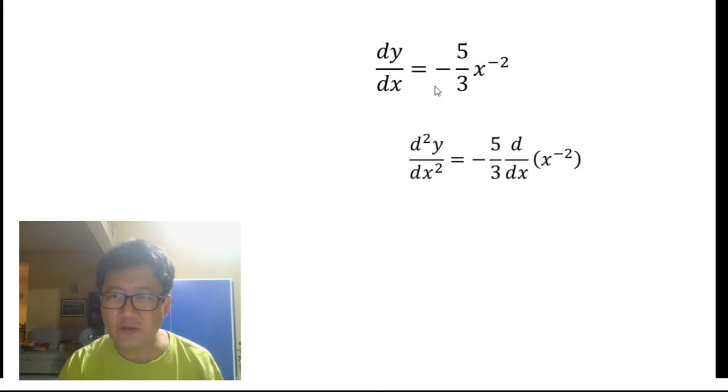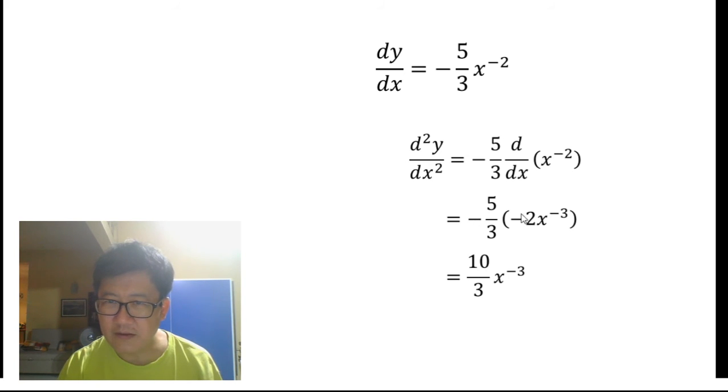So we start off with this, and when we get our d squared y dx squared, we have minus 5 over 3, and we differentiate x to the power minus 2. When we do that, we have minus 5 over 3, and when we differentiate this, we get a minus 2x to the power minus 3. When we expand this out, the minus times minus gives a positive, so 10 over 3, since 5 times 2 is 10, x to the power minus 3. Or we bring this x down, 10 over 3x to the power 3. So this question has been answered.